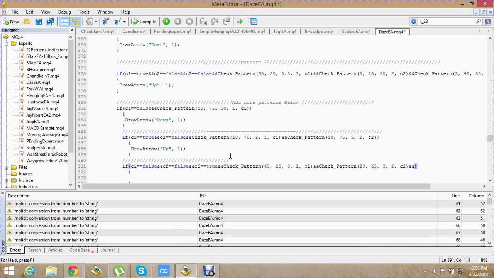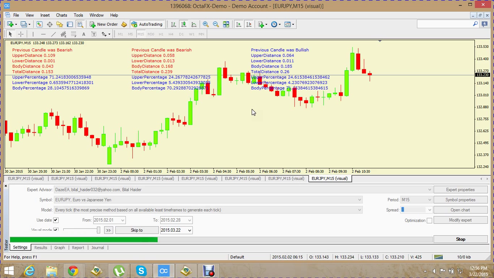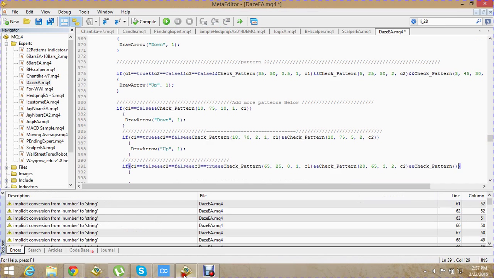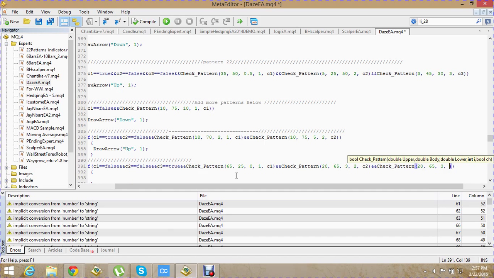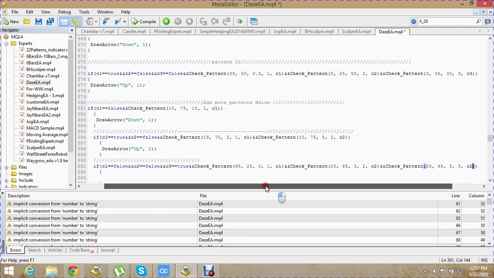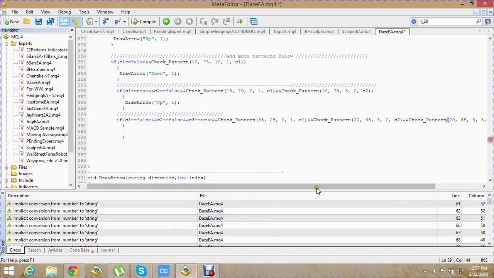Now the third candle. Check pattern. We have 20, 65, and 3. We'll pass 3 in here because it's the third candle, and we'll pass C3 in here. Okay, so this is all, I guess.